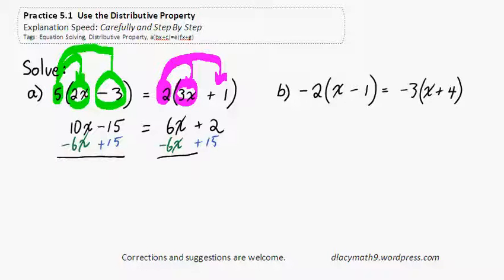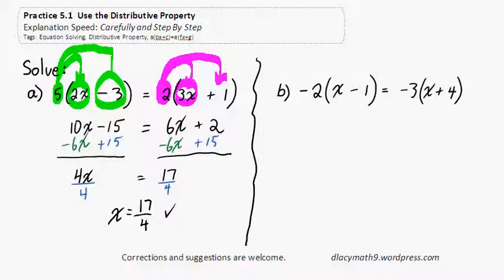And work that out. 10x minus 6x is 4x plus 0 is equal to 0 plus 2 and 15 is 17. What number times 4 is equal to 17? Well, it's the number 17 quarters, 17 over 4. It's an ugly looking fraction, but that's the answer that works. You know, I could never have guessed that.